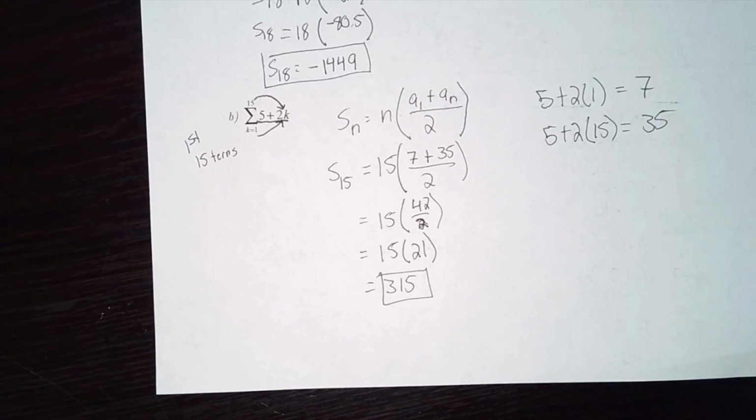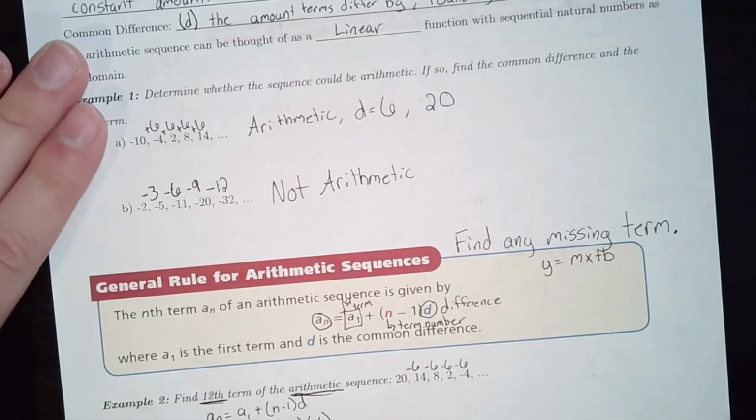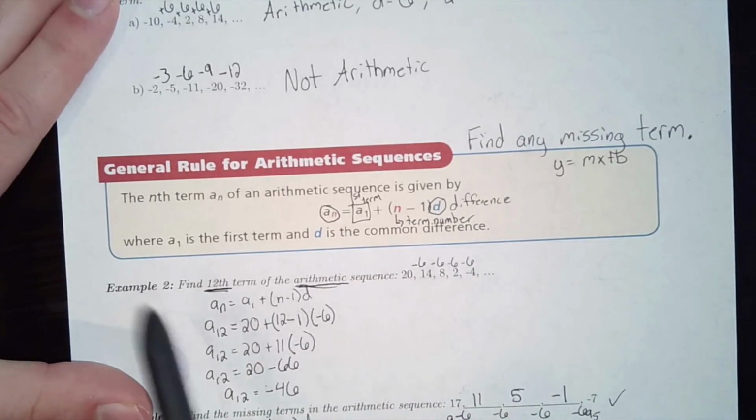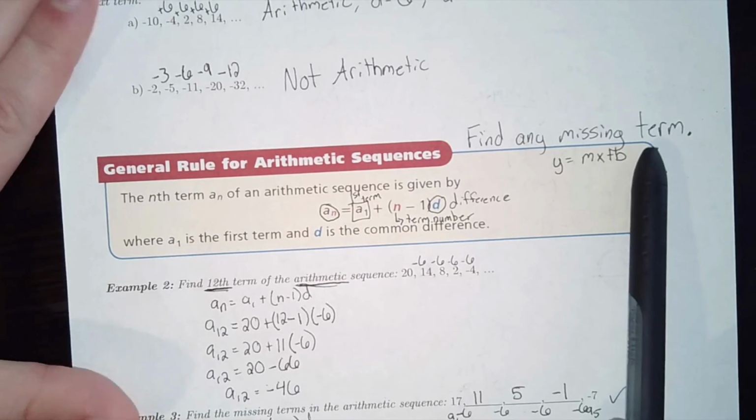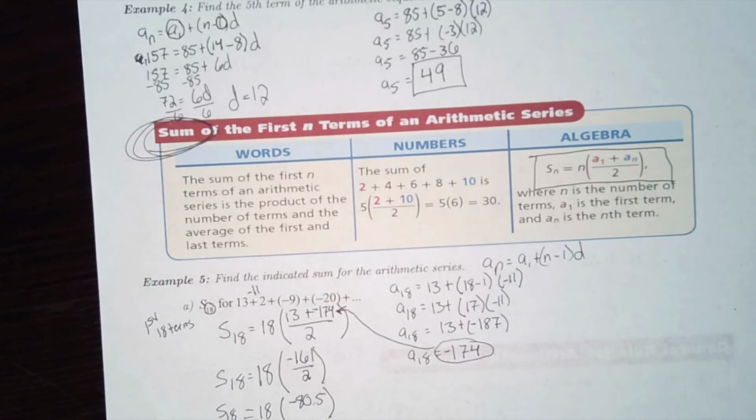Okay, that is it for our notes today. Really all we talked about are these two formulas. Pay attention to the questions they're asking. They're going to pretty much tell you which formula to use. The general rule we use for any missing terms, and then on the back here, our sum formula is if they ask us for a sum. So pay attention to that as you're working through today's assignment.